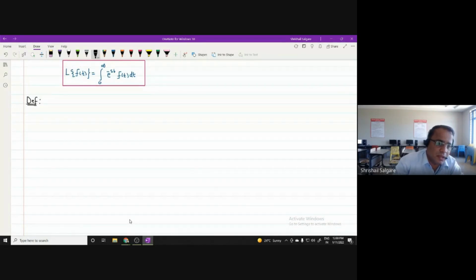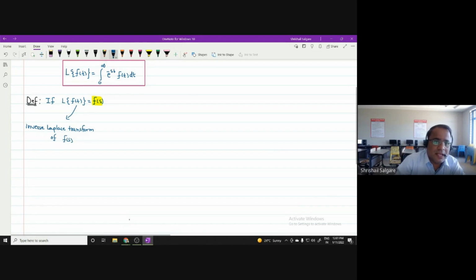Suppose the Laplace transform of f of t, just as we have seen, we are denoting as F of s, okay? Then in this case, this f of t is called the inverse Laplace transform of the function F of s.